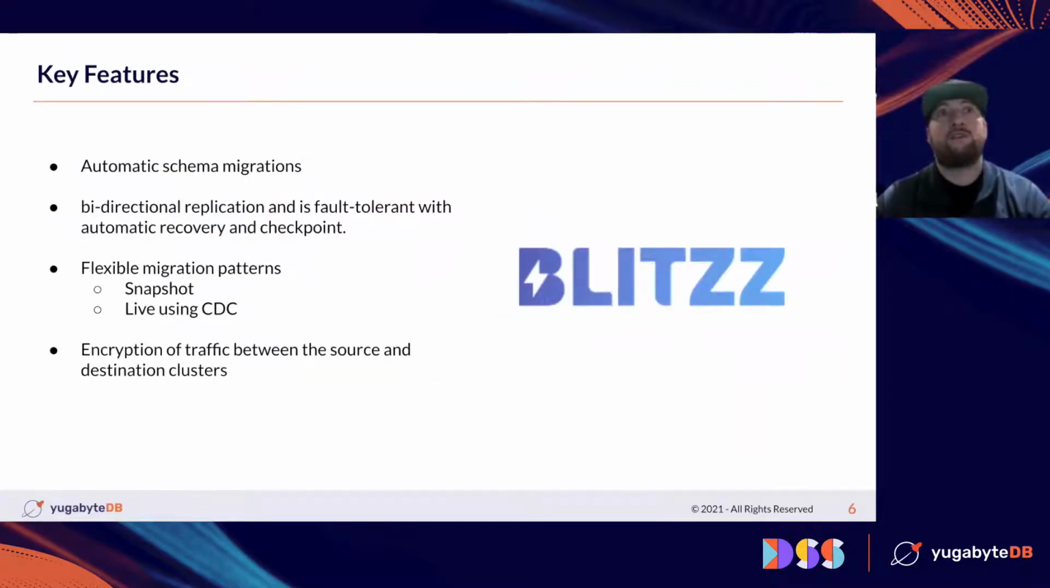So here are some of the key features of Blitz. First, it automatically takes care of migrating the schema for you. No longer do you have to sit and try to figure out how to make a square peg fit into a round hole. Blitz.io will take those Oracle databases and automatically do the schema migration. It has bidirectional replication as well as automatic recovery and checkpoints. So if the worst does happen and a failure occurs, you no longer need to worry about starting from scratch. Blitz.io also has flexible migration options, whether you want to do a snapshot or live migration using its CDC functionality. And importantly, it has built-in data encryption. So you have the confidence that while your data is moving across databases, there's no way it can be maliciously accessed and used.